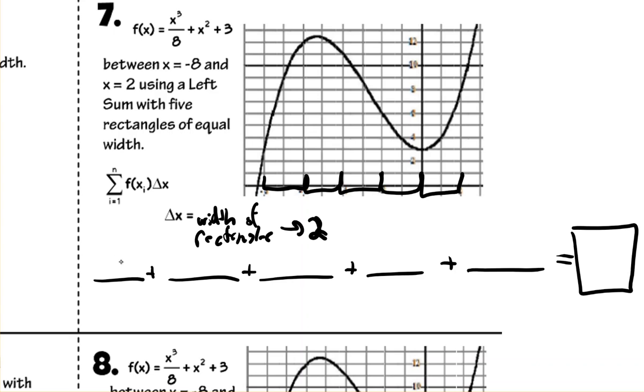Okay, well all of them have a width of 2, times 2, times 2, times 2, times 2, times 2. That's easy. The height of each rectangle changes because it's based on the x value. Now if it's left sum, I need to take the left x value of each rectangle and where it hits the function. So that would be the left of this one where it hits the function, the left of this one, the left of this one, and the left of this one.